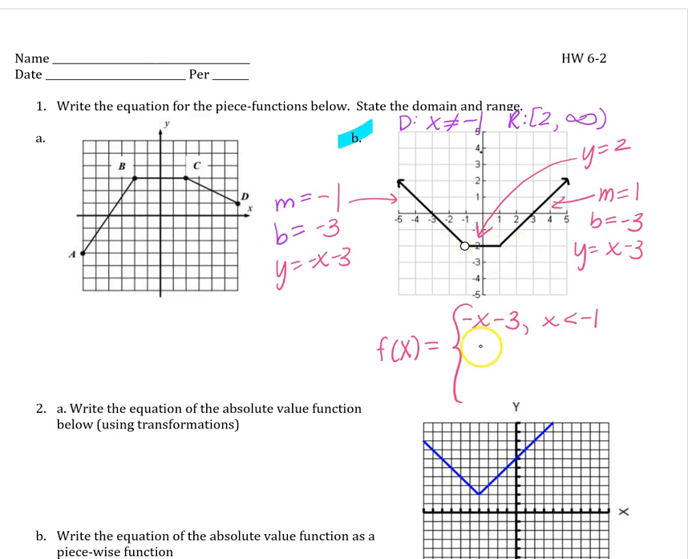Next, I'm going to be the line y equals 2. And that's running along from negative 1, but not including it, to 1. Just like so, but it is including 1 because this is closed here. And then lastly, the function is going to be this line, x minus 3, and that's happening when x is greater than or equal to 1 as well. And that's the equation of your piecewise function.